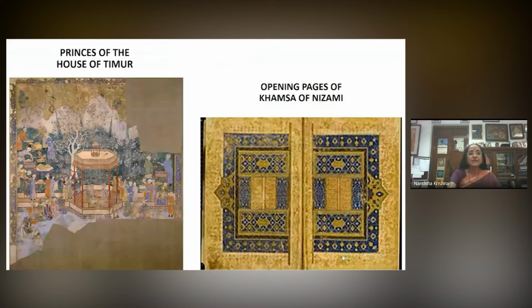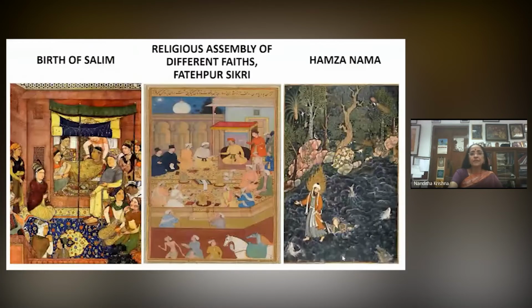This is the painting which was started by Humayun, the princes of the house of Timur, and this was finished during Jahangir's period, where even Jahangir comes in. These are the opening pages of the Khamsa of Nizami. This is from Akbar's period.